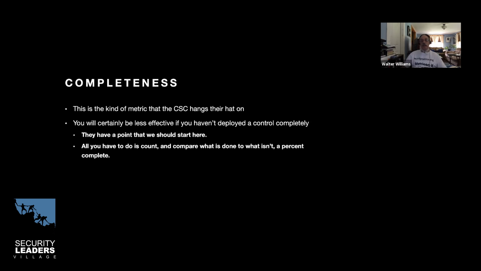Completeness. The CIS is correct. You have to have your controls fully deployed to give them a chance of being effective. Of course, having them fully deployed will mean that they will have the greatest adverse impact if they're going to have an adverse impact. But we should start here. And all we really have to do is count, compare what is done to what isn't. So you have a percent complete as an excellent metric.